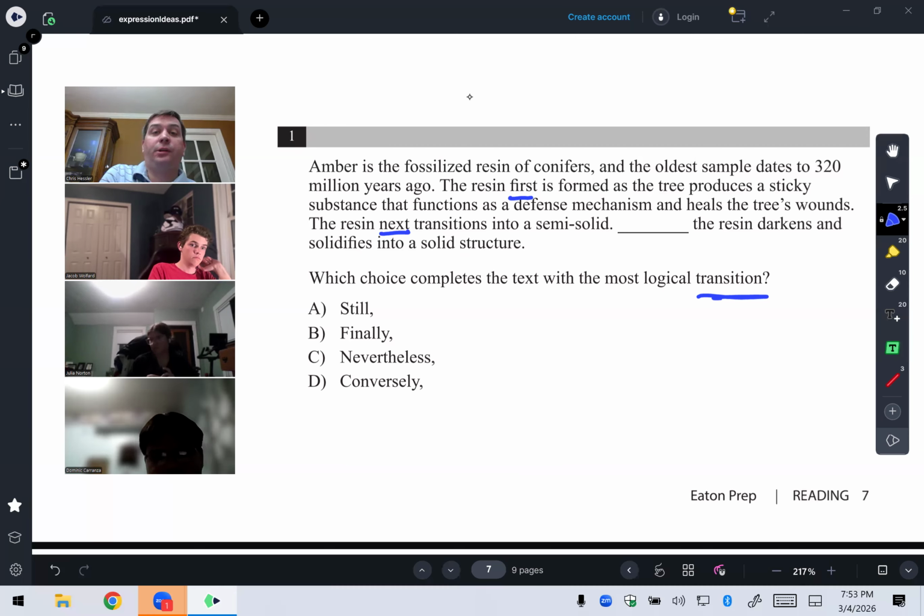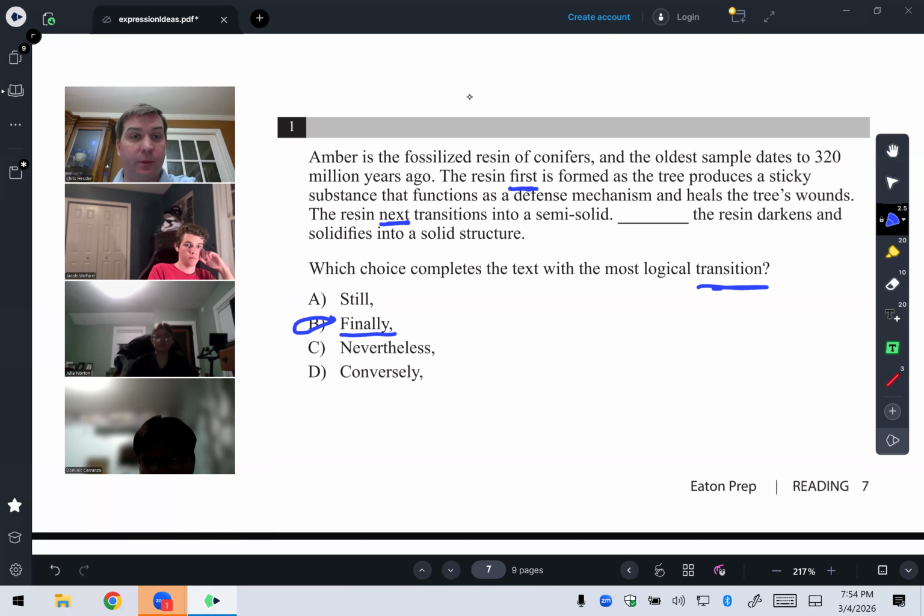So the word first here was a sequential transition. The word next is a sequential transition. And the word finally is the third sequential transition. So we were just using sequential transitions for that one. First, next, finally. Not too bad. Let's try the next one.